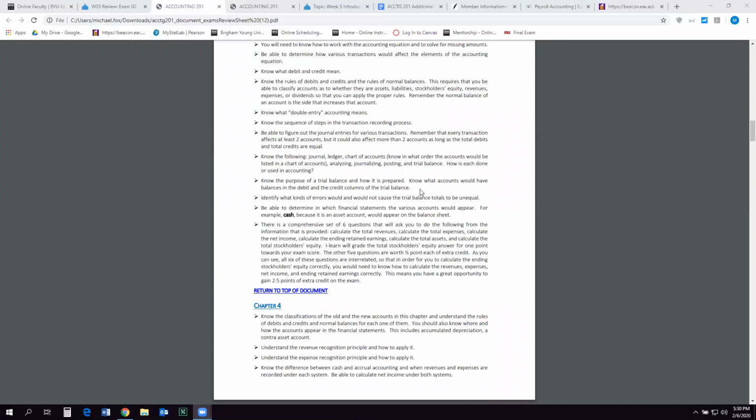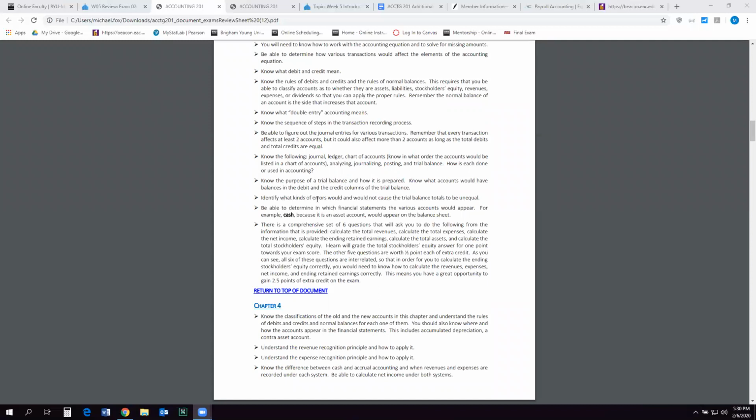And then the other thing says, know what accounts would have balances in the debit and credit column. So again, that's the normal balance, right? Our assets, we would expect to have balances in the debit column, and our liabilities and equities we would expect in the credit, and so forth.